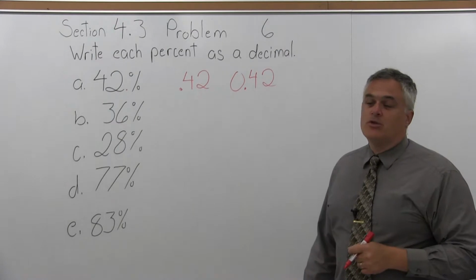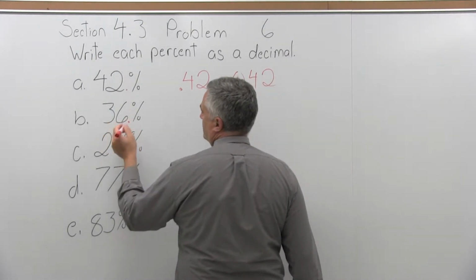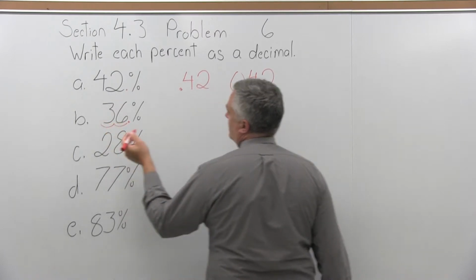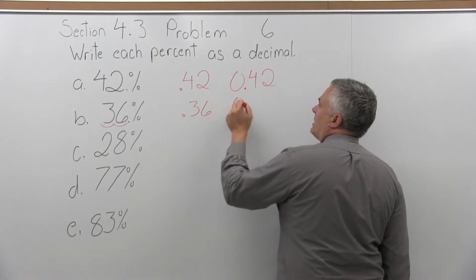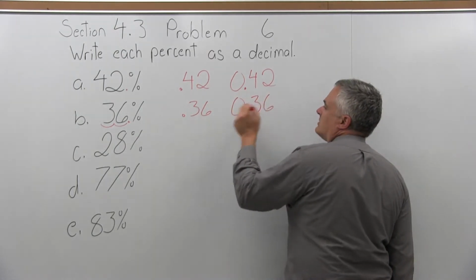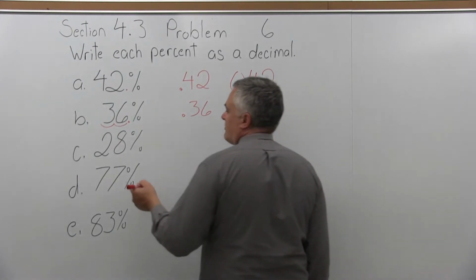The next one, part B, 36%, same process. Assume the decimal point is at the far right after the 6. If you go 2 positions to the left, it'll go in front of the 3, which would make it 0.36. And if you like, you can write 0.36 or just .36. It's the same thing.